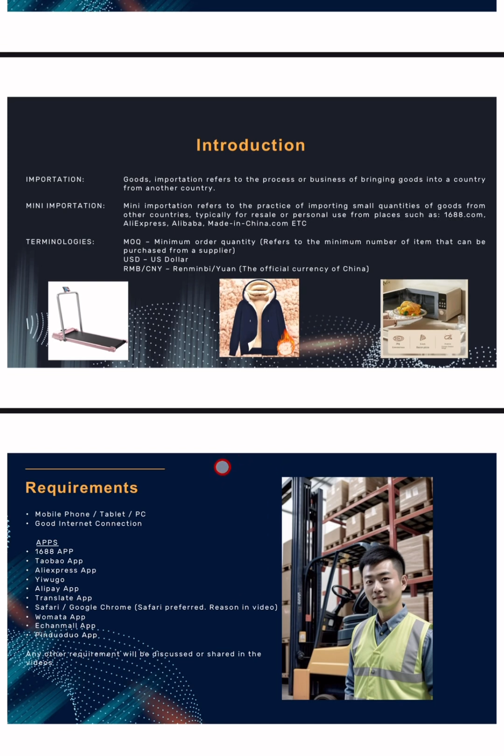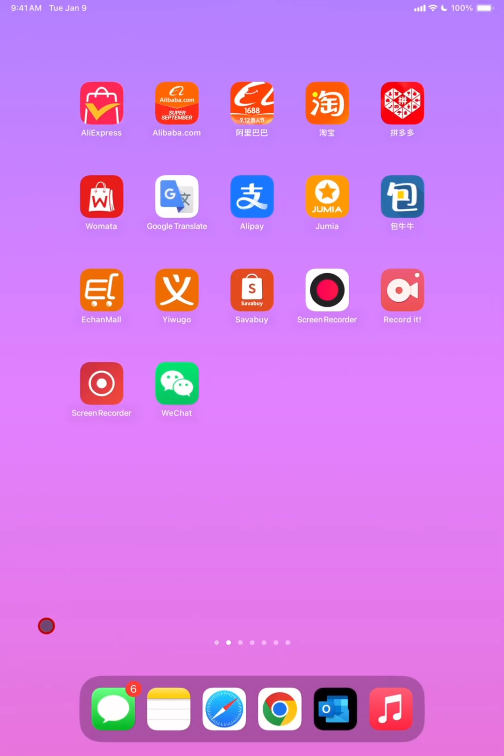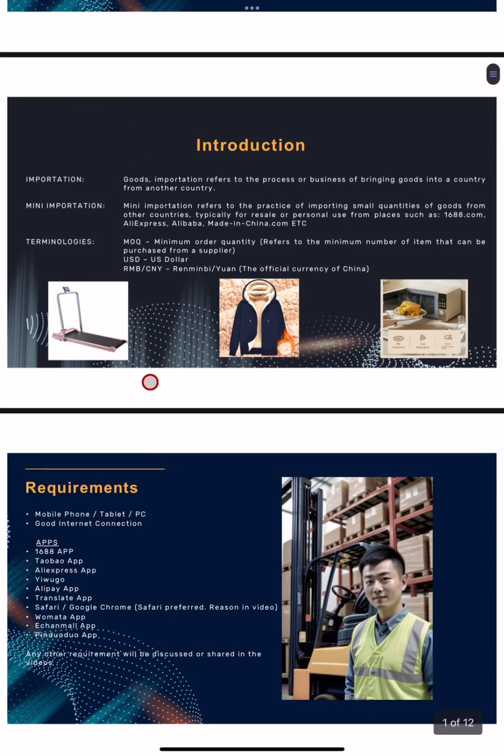You can see the list of apps I have listed here. This is just some of them. I think there will be one or two others that we'll discuss, but for now, we have the 1688 app, which is the major website or app we're going to be purchasing from. We have Taobao, AliExpress, Uwigo, and the rest. You can see the apps here. I would advise you to download them, especially the ones listed on the tutorial page. You can try and download all of them.